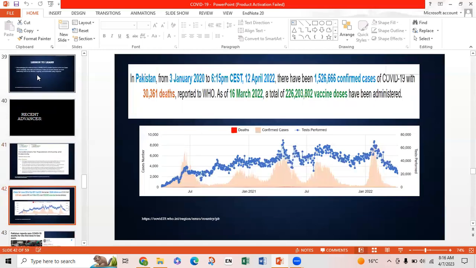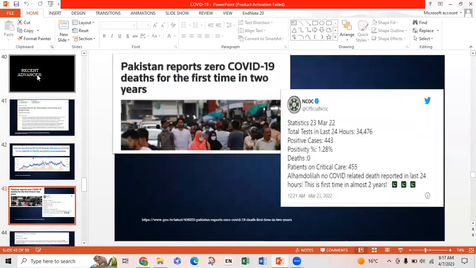In Pakistan, from January 2020 to April 2022, there have been approximately 1,52,666 confirmed cases of COVID, with 30,000 deaths reported to WHO as of 16 March, and a total of 2,26,000 vaccine doses has been administered. Pakistan reports zero COVID deaths for the first time in 2 years.